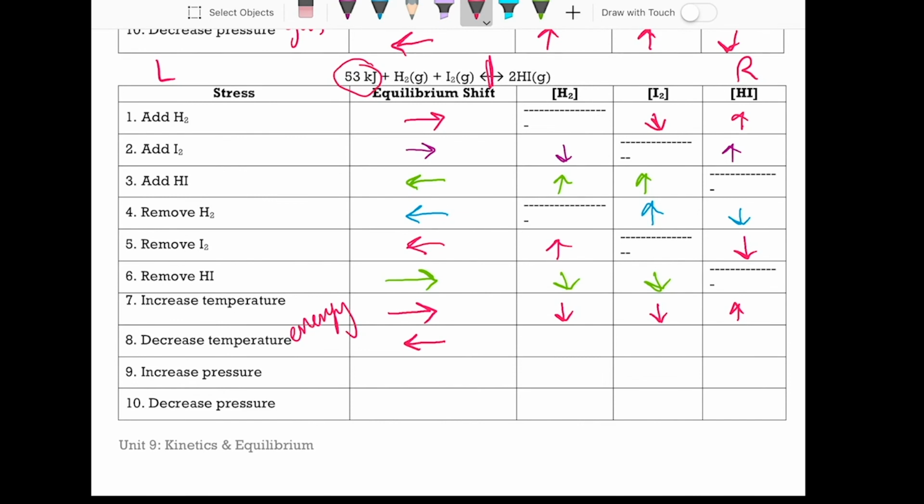On this side, you're moving towards the left. So when you're moving towards the left, you are making H2, you are making I2, and you're using that HI to do so. So that concentration goes down.